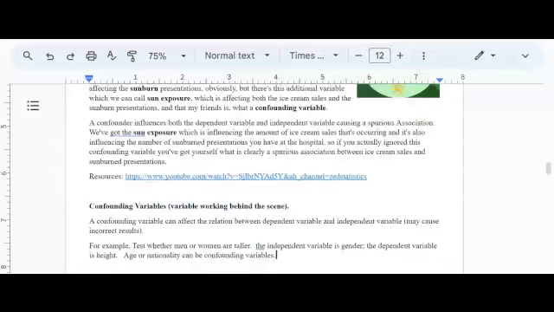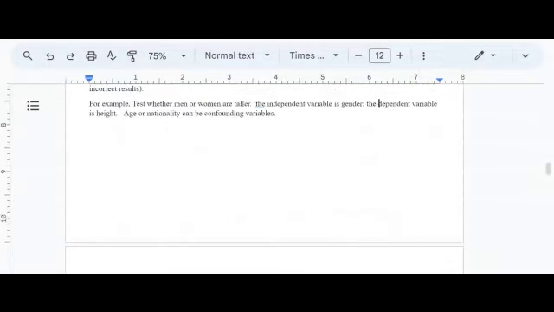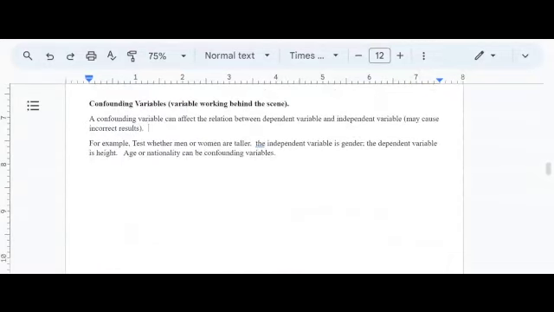Now the next one is the, can you please read the next one? A confounding variable can affect the relation between dependent variable and independent variable, and make it cause incorrect results. For example, test whether men or women are taller. The independent variable is gender. The dependent variable is height. Age or nationality can be a confounding variable. Is this clear, this example?